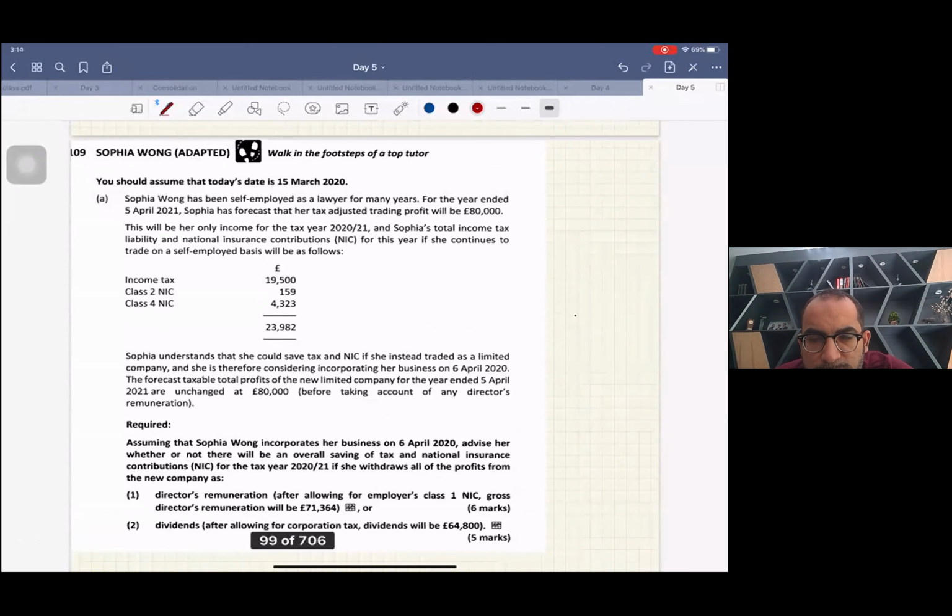Yes, there is a point here. If she transfers more than 25,000, she can still use the basic rate band of the company. But we don't have to do this, because in the question they have already done it, and you are asked to calculate whatever is done. We are not required to do our own planning, because the planning has already been done by the examiner, and you need to work on the numbers which are given. Thank you. Now, Sophia Wong is the next question.